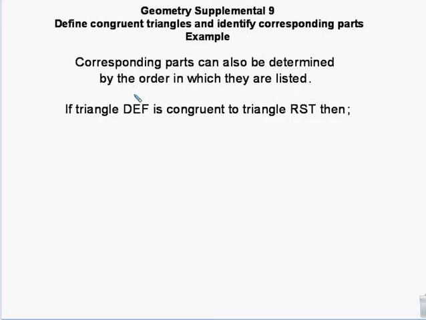So we don't have to have the picture of the triangles. If I have triangle DEF is congruent to triangle RST, and the order matters, I know that angle D is congruent to angle R, angle E is congruent to angle S, and angle F is congruent to angle T. So that tells me the angles. So I can write those down.